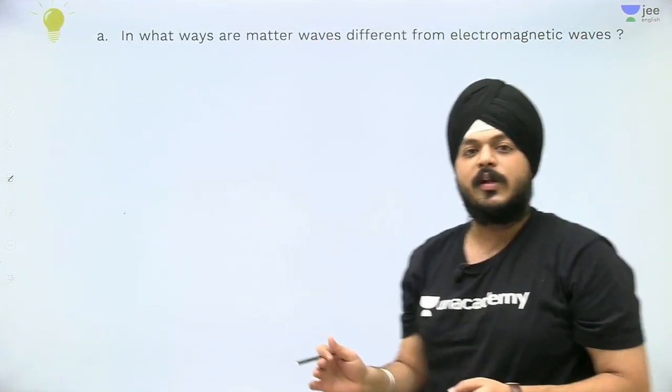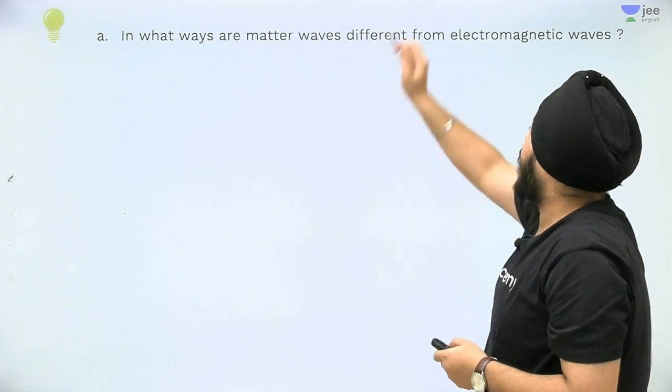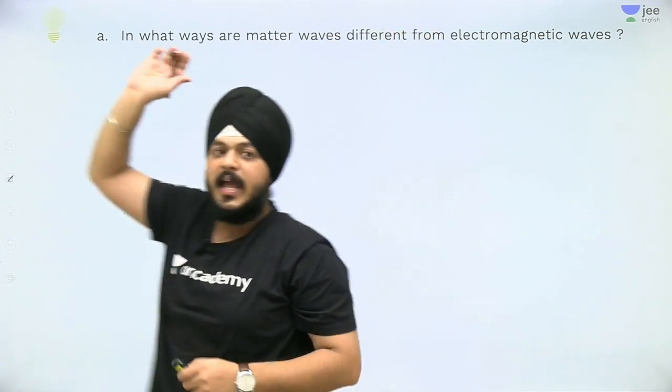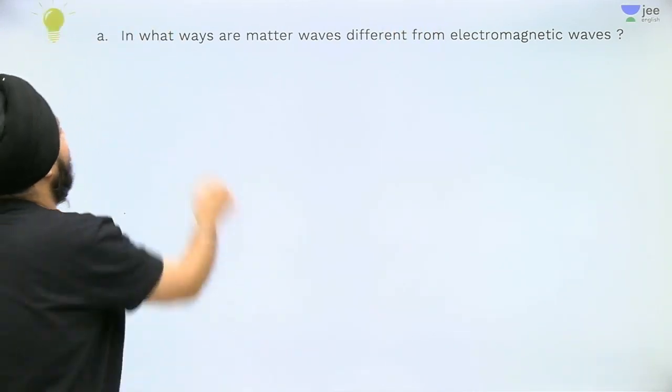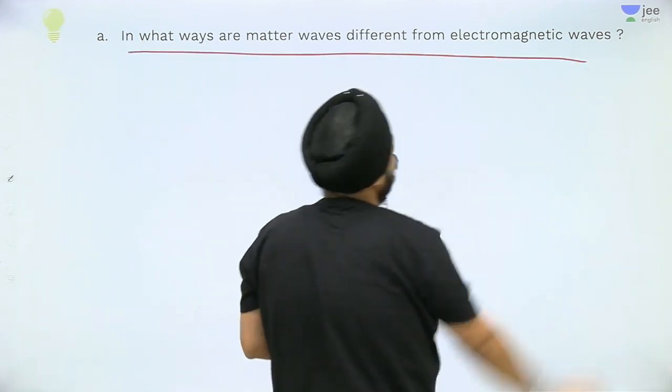Okay guys, moving forward to the next part. In what ways are the matter waves different from the electromagnetic waves?